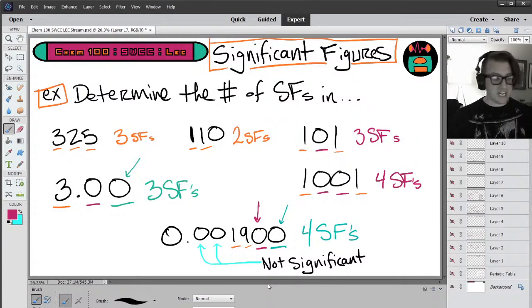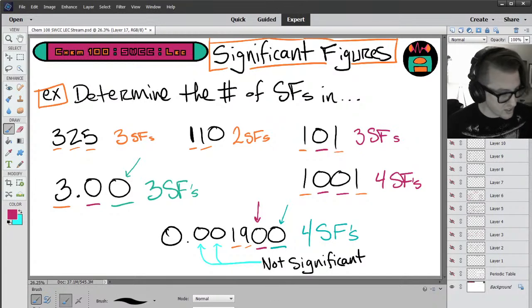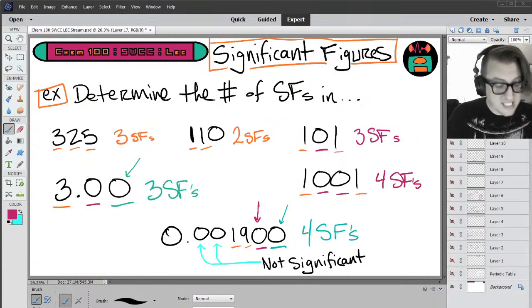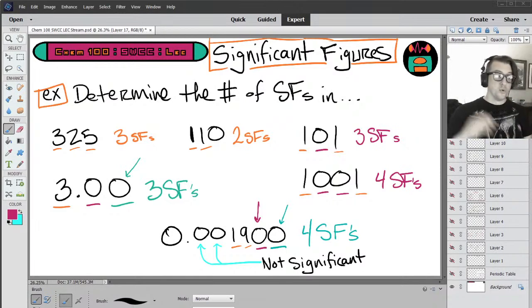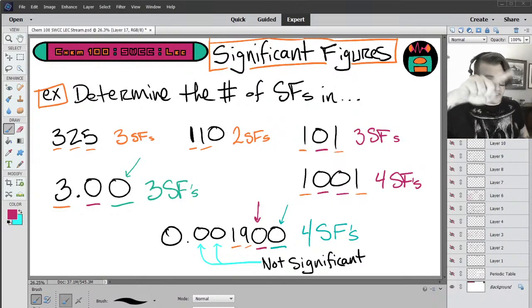Yep. Okay, Christian. Exactly. Rule 3 does not apply to that scenario. That's exactly it. Rule number 3 only applies if the last digit is a 0 and if the last digit is to the right of the decimal. You can do 1 and you can do 2. Oh, yes, we can totally do more.